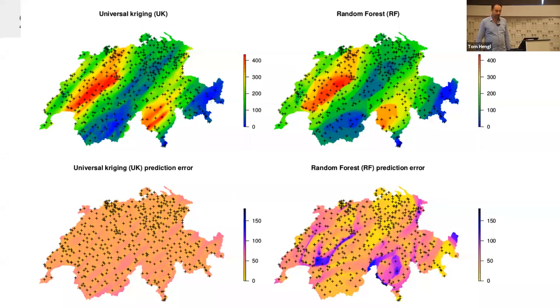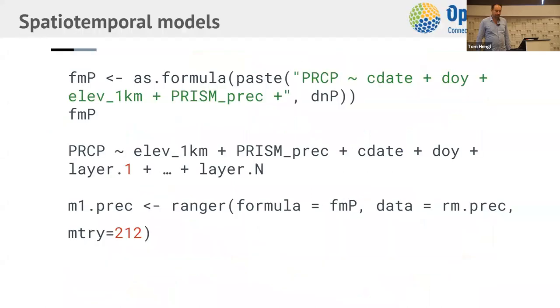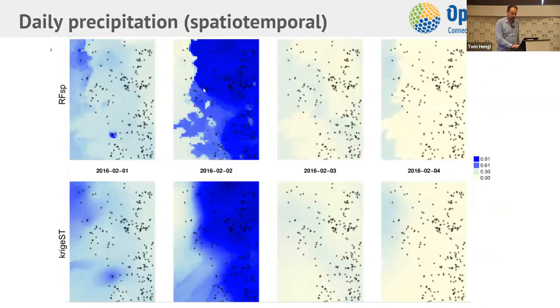And then I started also looking at space-time data. So you add the cumulative day and day of the year. We did an interpolation of a space-time property like daily rainfall. That's the daily rainfall with random forest. And this is the daily rainfall with space-time kriging. And you see it's also very similar. So yes, we were surprised that it works so well.